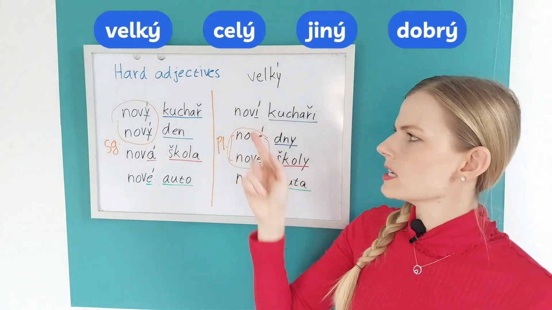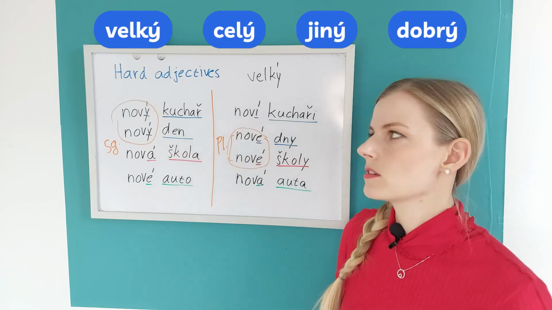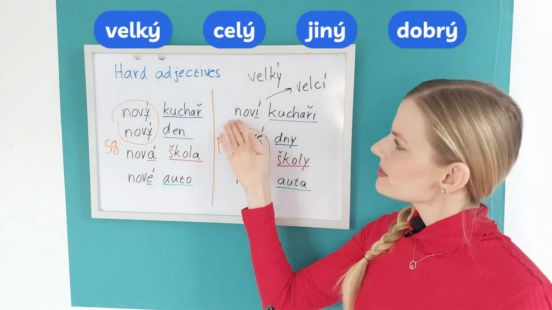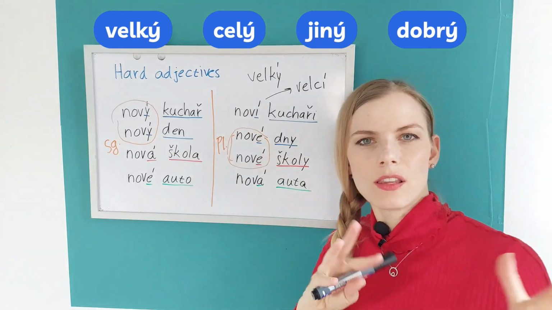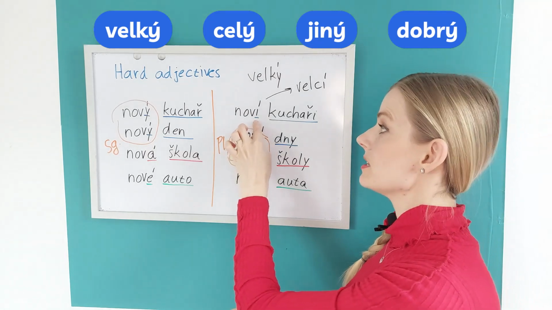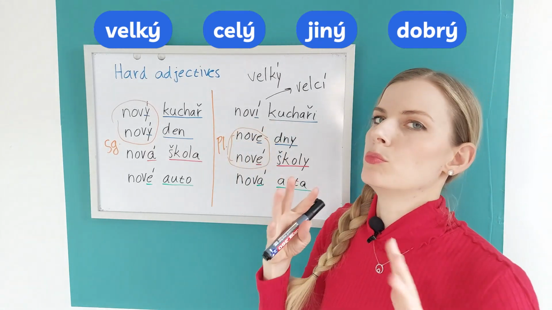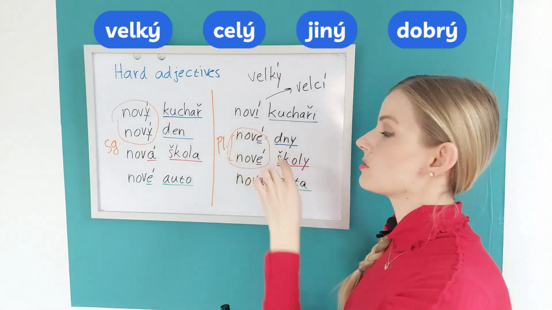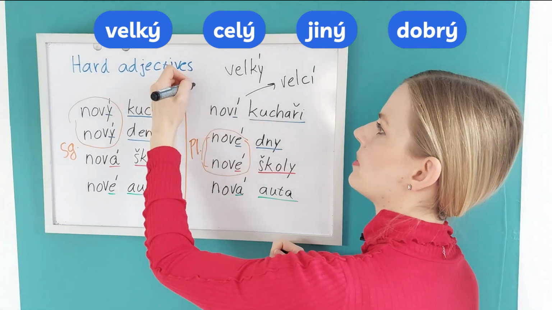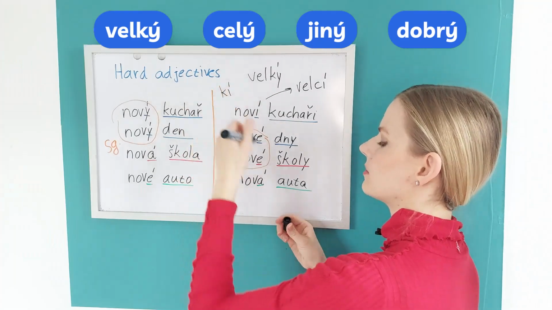What did I say here? I said velcí. Velcí. When it comes to the plurals, masculine animate is always a little bit more special. Remember I told you here for the masculine animate plural, we have to use I. But in Czech, the letter K cannot be followed by I. This is not right.